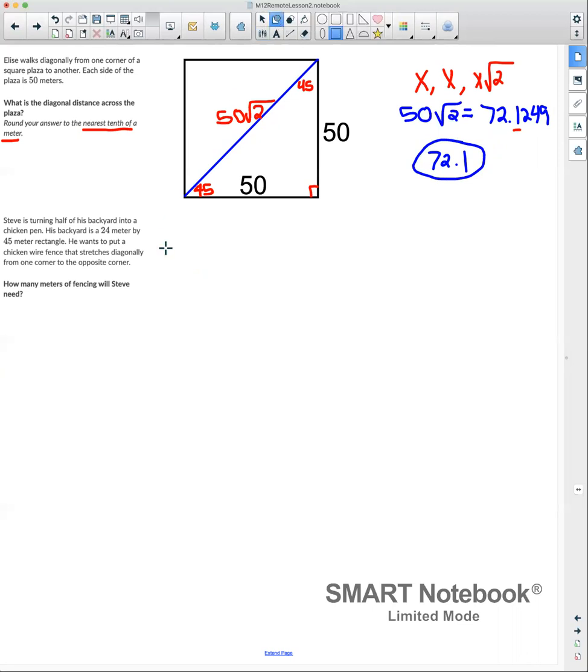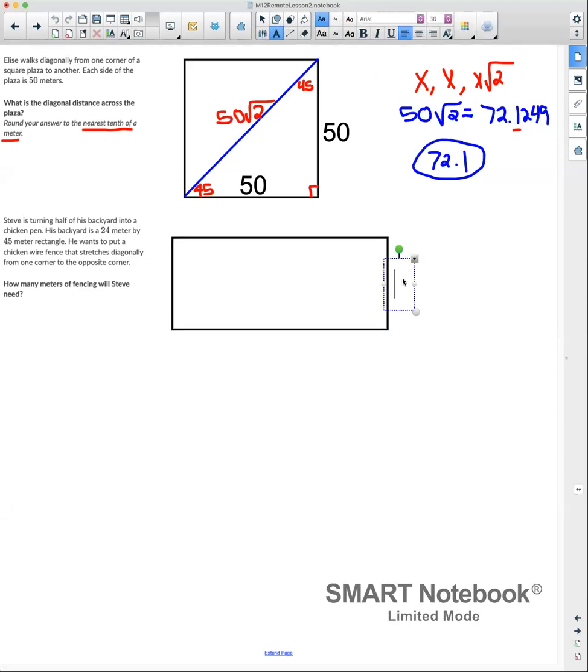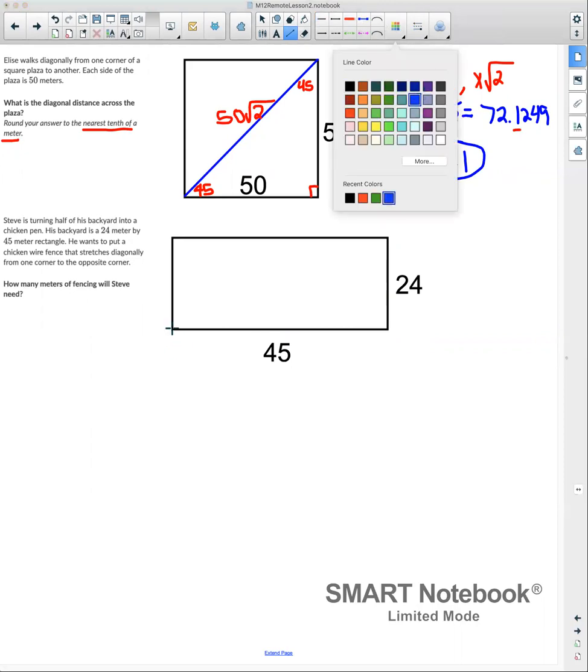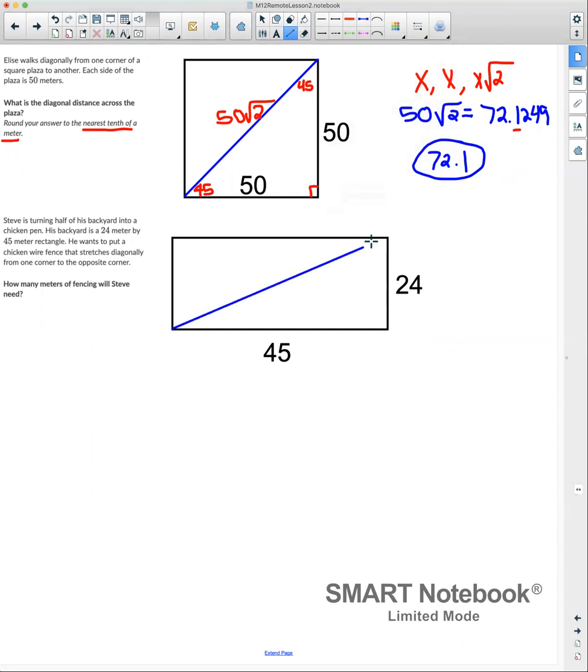Next one. Steve turns half his backyard into a chicken pen. His backyard is a 24 by 45 meter rectangle. So I draw a rectangle first. 24 by 45. He wants to build a chicken wire fence that stretches diagonally. So he wants to find out this diagonal length, and that's going to be our x value. So how many meters of fencing will Steve need? So we're trying to figure out what this is.